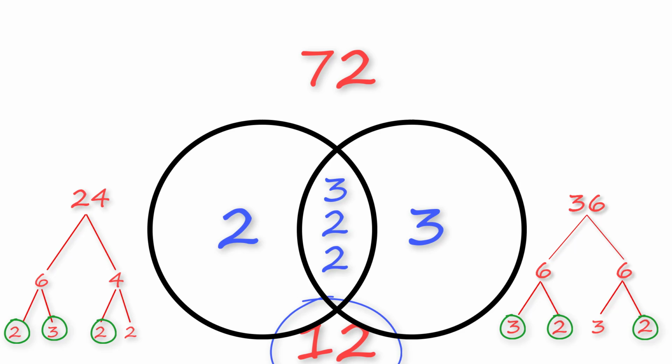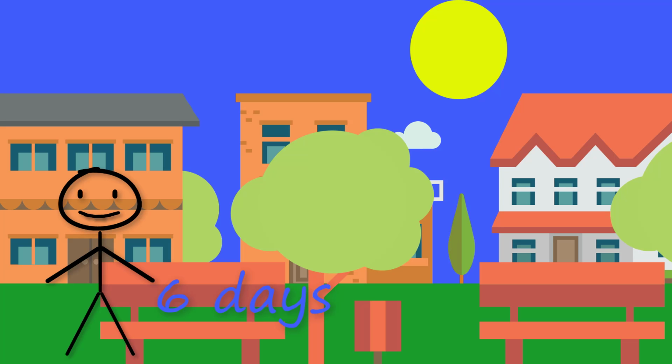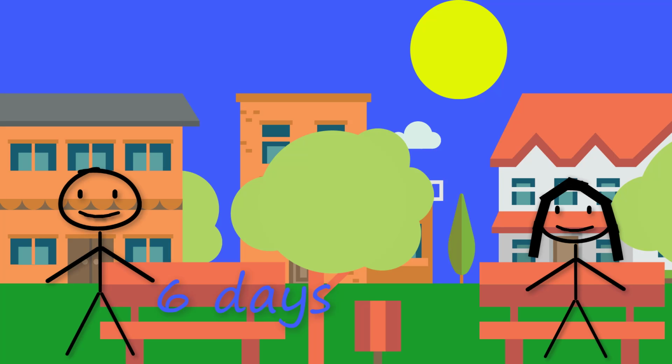Now that you know how to find the GCF and LCM of two numbers, let's try to solve a word problem. Jack goes to the park every 6 days. Jill goes to the park every 8 days. How many days does it take until Jack and Jill arrive at the park on the same day? How do we solve this problem?